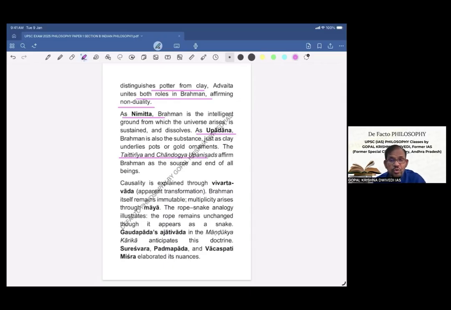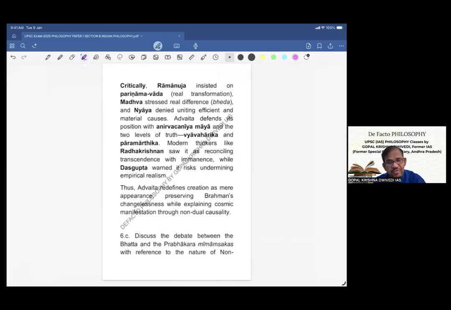Causality is explained through Vivartavada, that is apparent transformation. Brahma itself remains immutable. Multiplicity arises through Maya. The rope-snake analogy illustrates that the rope remains unchanged, though it appears as a snake. Gaudapada's Ajativada in the Mandukya Karika anticipates this doctrine. Sureshvara, Padmapada, and Vachaspati Mishra elaborated its nuances. These are subsequent Advaitin philosophers.